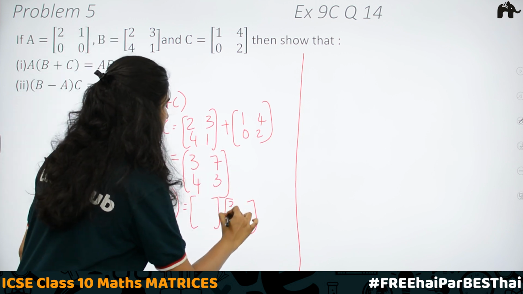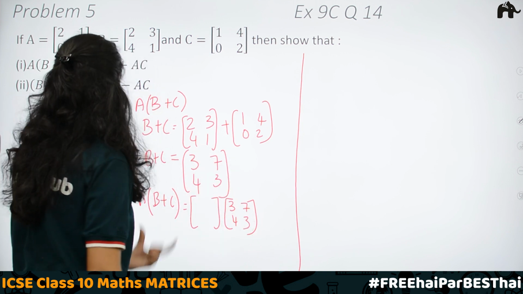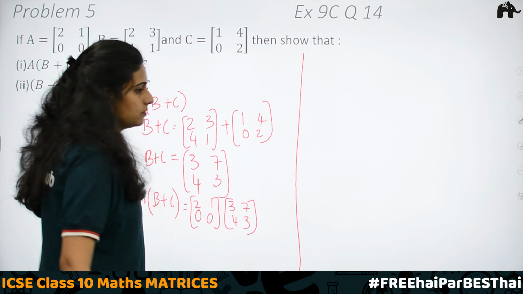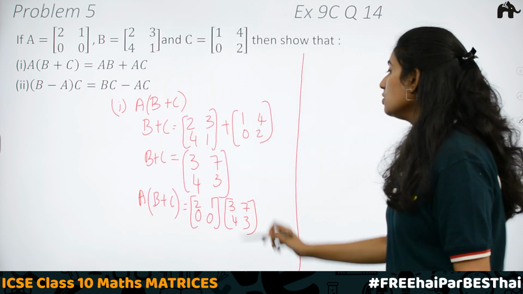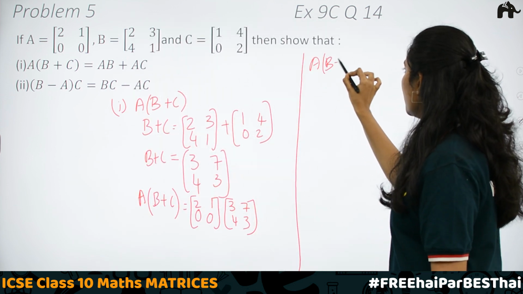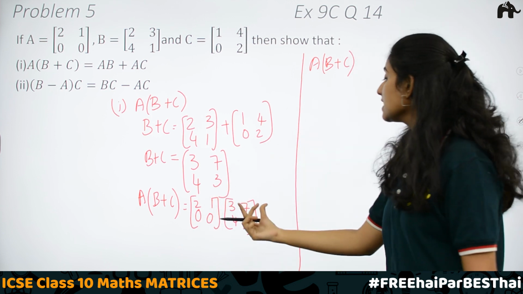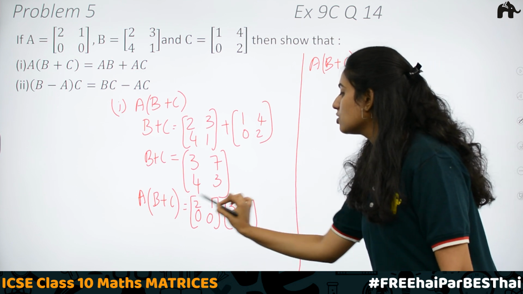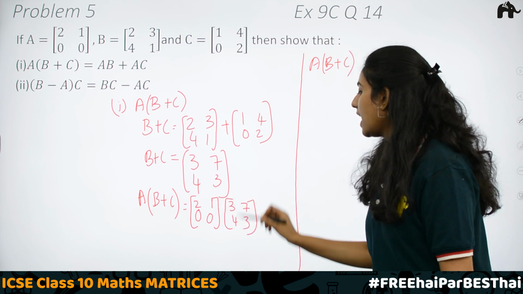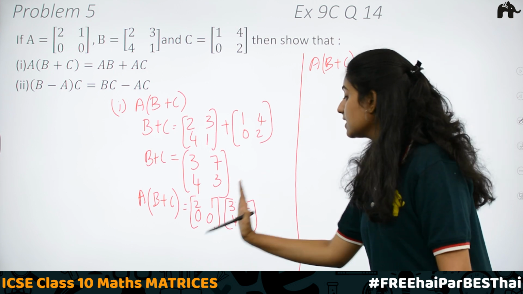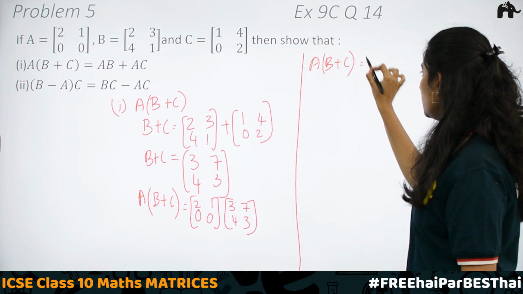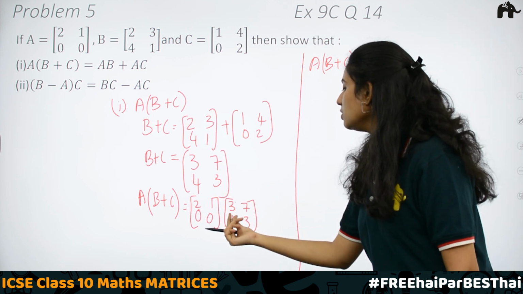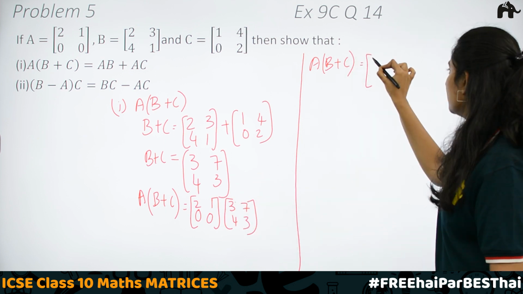B plus C, we know, is 3, 7, 4, 3. What is A? A is given in the question: 2, 1, 0, 0. Okay, we will get A into B plus C when matrix A is multiplied with matrix B plus C. Let us multiply. To get the first element, we have the first row from the first matrix, 2, 1, multiplied with 3, 4, the first column of the second matrix. That is 2 into 3, 6, plus 1 into 4 is 4, 6 plus 4, 10.